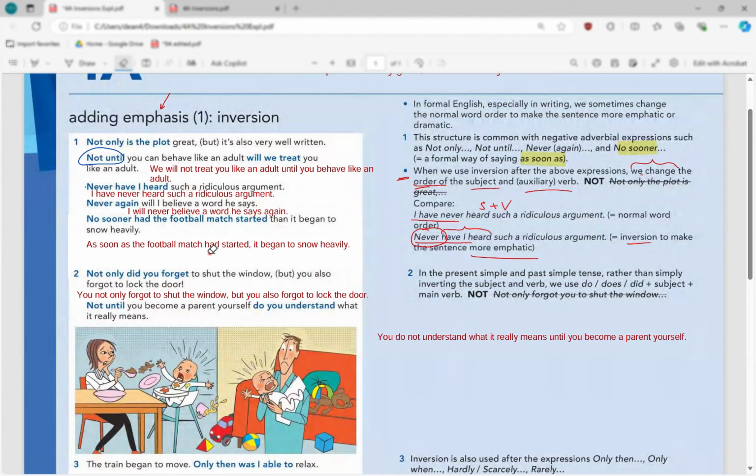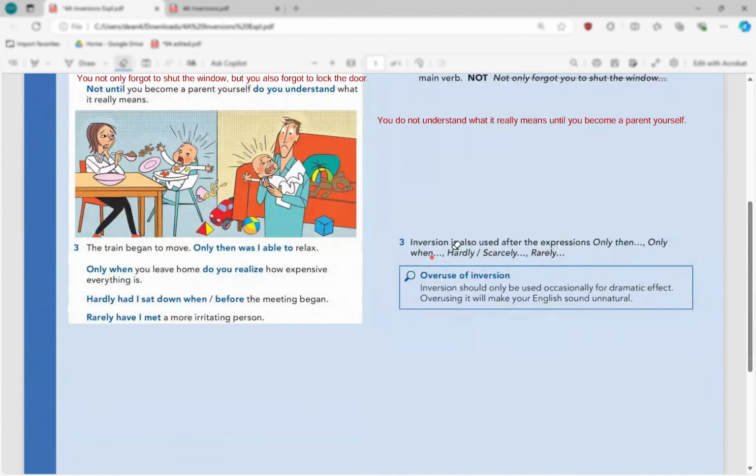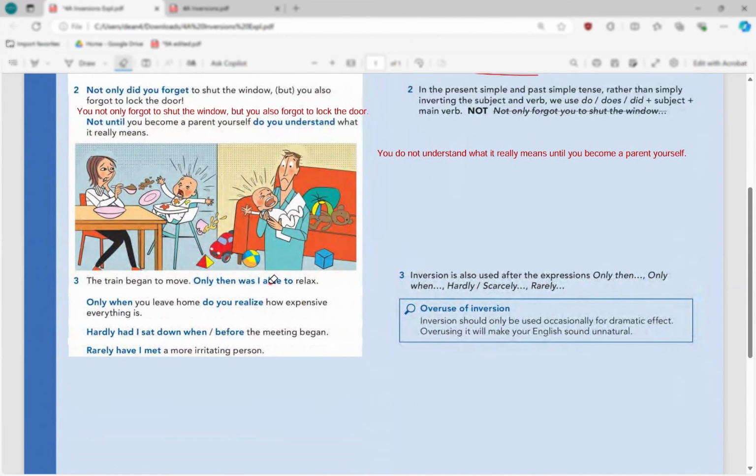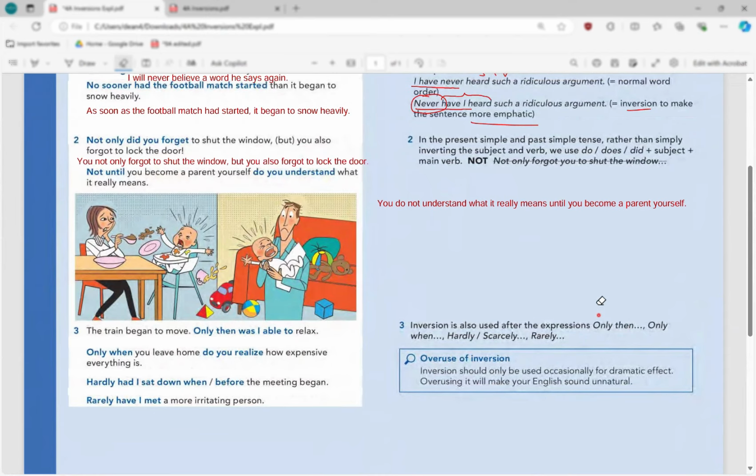Now we're going to move to point 3. Inversion is also used after these expressions. They are also adverbs, right? Only then, only when, hardly, scarcely, rarely. So basically, from the examples we can understand which adverbs and adverbial phrases we can use inversion with. They're not a lot. As long as you can memorize these adverbs, only then, only when, hardly, scarcely, rarely, pretty much we're covering all of it. Okay.